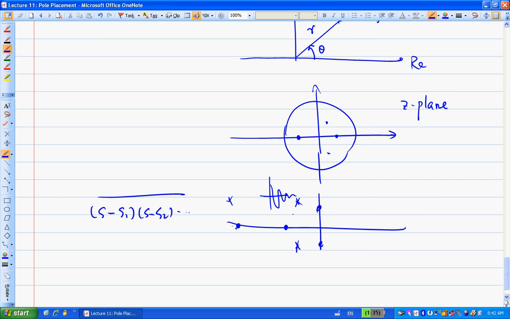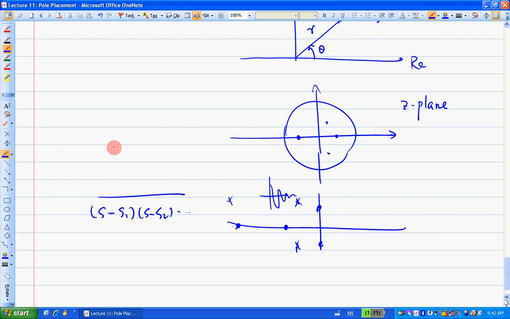So what I'm saying is, in a continuous system, you know that for a certain location of poles, I expect a certain kind of response, based on the location of the poles. Here's similar stuff, which is what we're going to talk about next lecture. If I pick a pole's location in the Z plane, I can also expect what kind of response I'm going to get. So what's the relationship here? There is a relationship, okay?